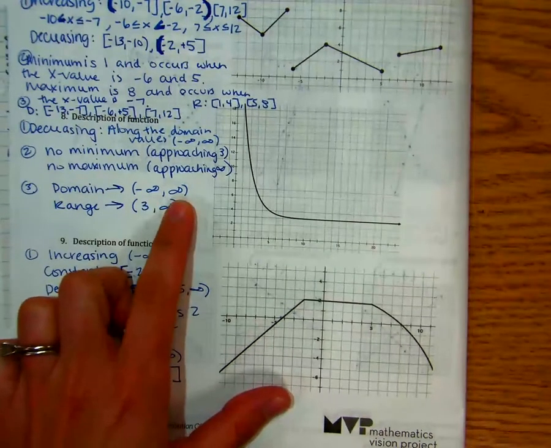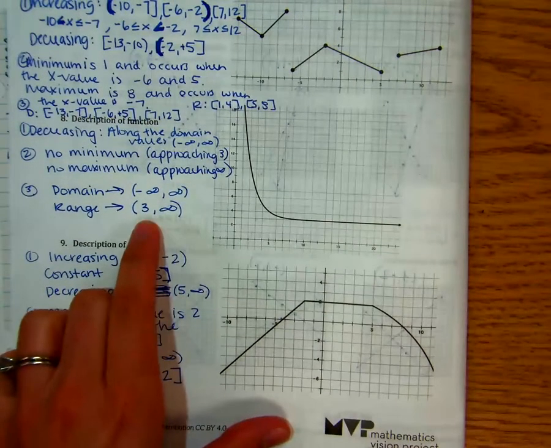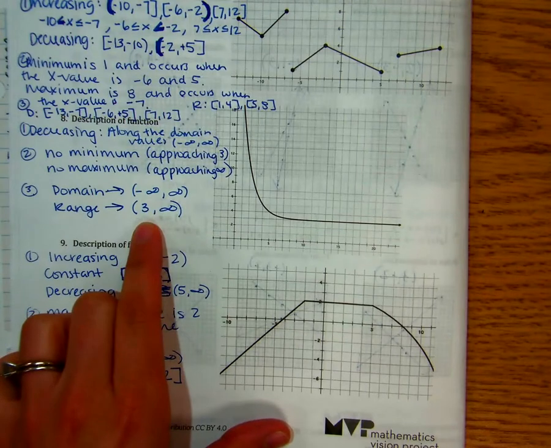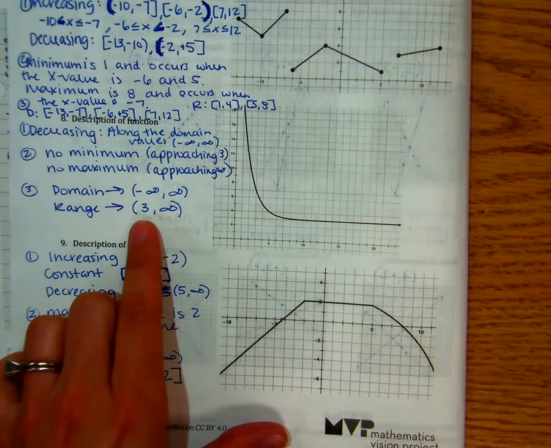It's always going to move all the way from left to right. Your range, however, is always going to have a boundary. And it just depends on what the actual exponential function is. So you're always going to have infinity as one of your 2 parts of the interval. The other part is going to be a number. And we'll definitely get into that more, so don't stress too much yet.